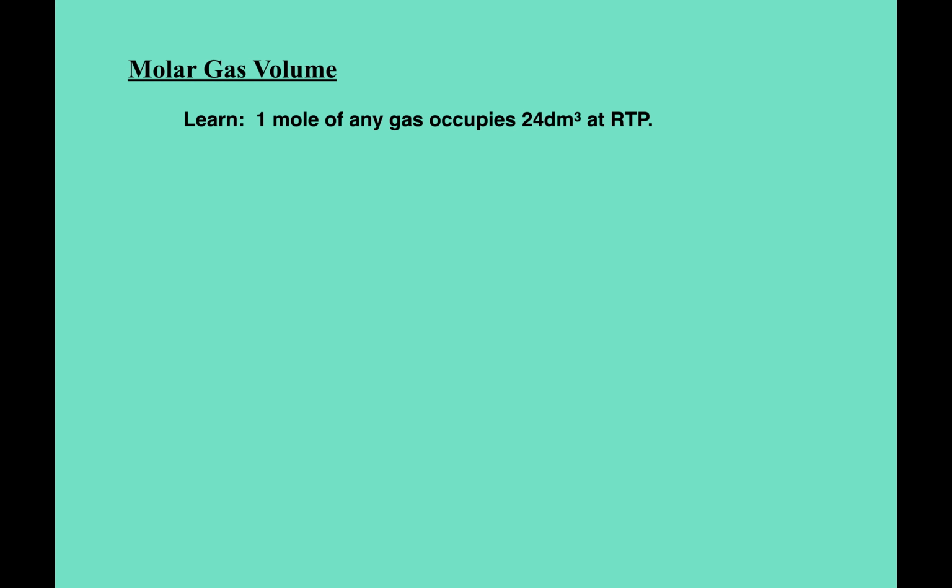The molar gas volume. This is another of those features that you have to learn off by heart to be able to do calculations in chemistry. So the idea here is, regardless of the kind of gas we're talking about, that 1 mole of any gas occupies 24 decimeter cubed at RTP.